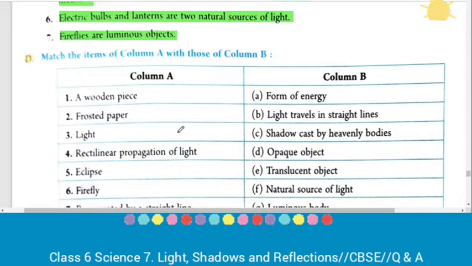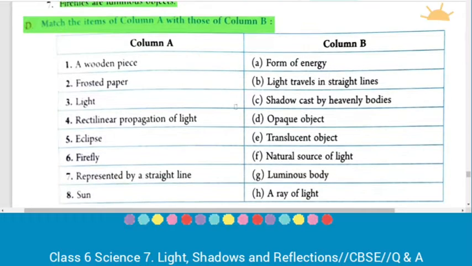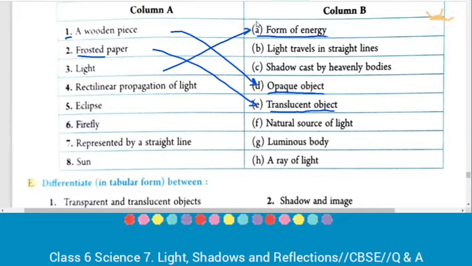Now section D, match the items of column A with those of column B. First one is a wooden piece. Wooden piece is an opaque object. Frosted paper. Frosted paper is a translucent object. Light. Light is a form of energy.